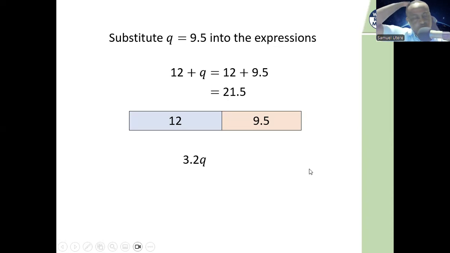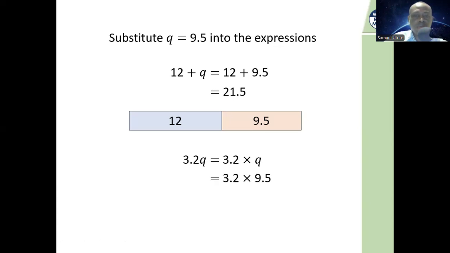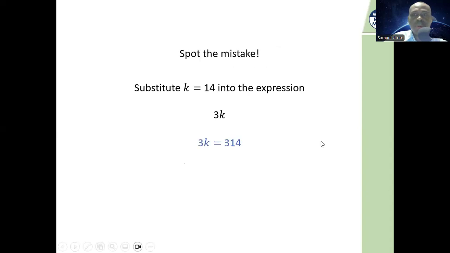But what about this one? This is where the bar model no longer works. So we need to start to use our understanding of algebra. Remember, 3.2q means 3.2 times q. When you write a letter next to a number, it means they are multiplying each other. So we can write this as 3.2 times 9.5, and that gives you 30.4. So when the bar model no longer works, you need to start thinking about using the principles of algebra you have learned.